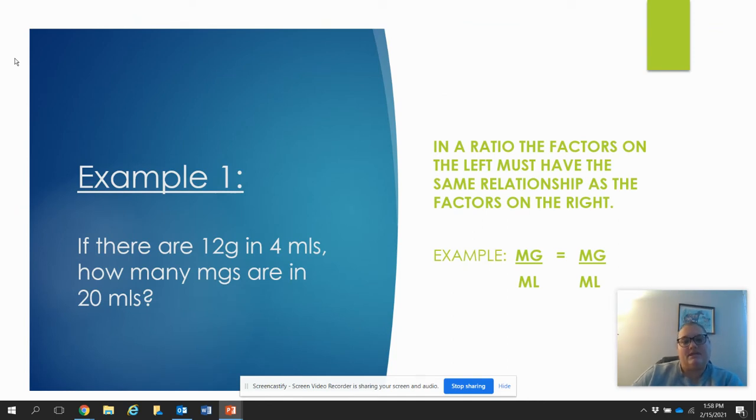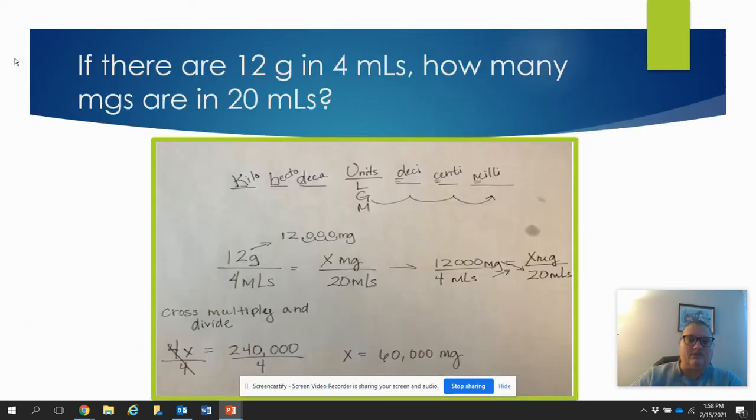Here is an example. If there are 12 grams in 4 mLs, how many milligrams are in 20 mLs? In a ratio, the factors on the left need to be the same as the factors on the right. So we have milligrams over mLs equals milligrams over mLs. You'll notice in the example it says 12 grams in 4 mLs, and then the question asks how many milligrams are in 20 mLs. So let's take a look at that.